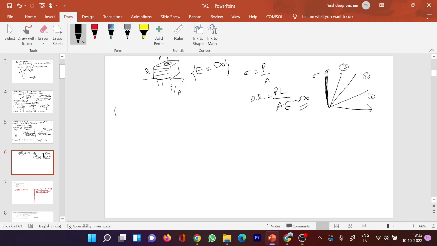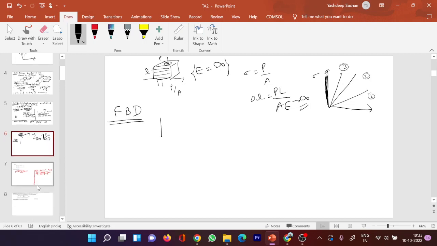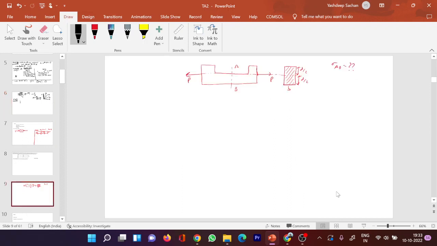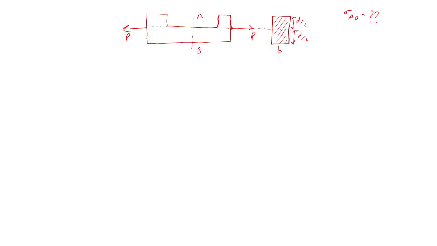Now, FBD etc., I suppose everyone knows, right? FBD means no supports would be shown, and the body would be in equilibrium with the help of other reaction forces. Okay. So first we'll try to solve this question, and then we'll proceed. You try for 1 or 2 minutes, then we'll solve.